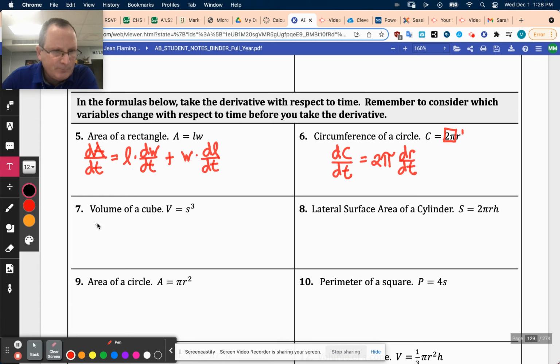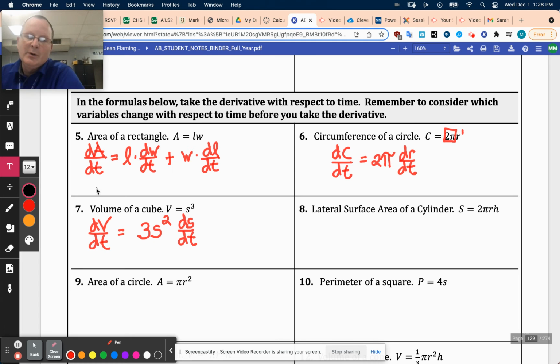All right, number 7, the volume of a cube. So the rate at which the volume is changing with respect to time, or dv dt, is equal to, power rule, 3s squared, but that's not t, so I need a chain rule, ds dt. We're going to be solving a bunch of these later on. Right now we're just getting used to this initial setup before we start substituting some stuff in.